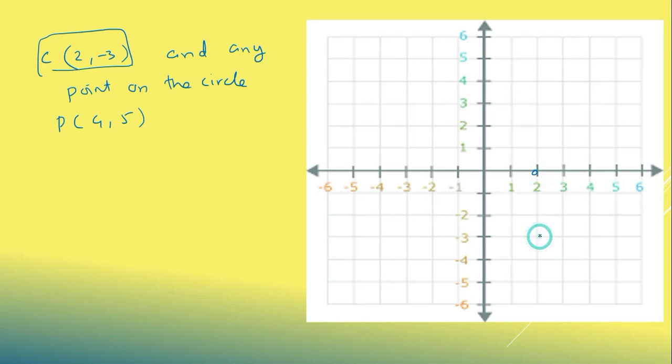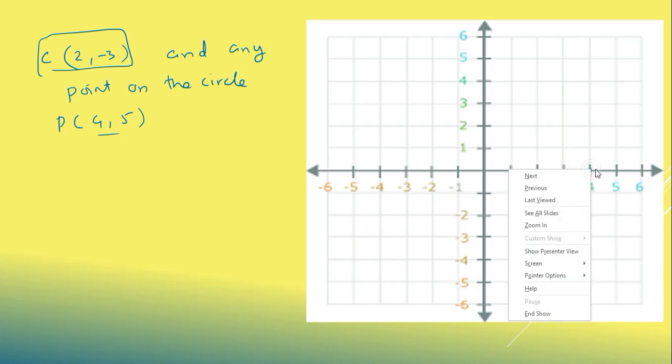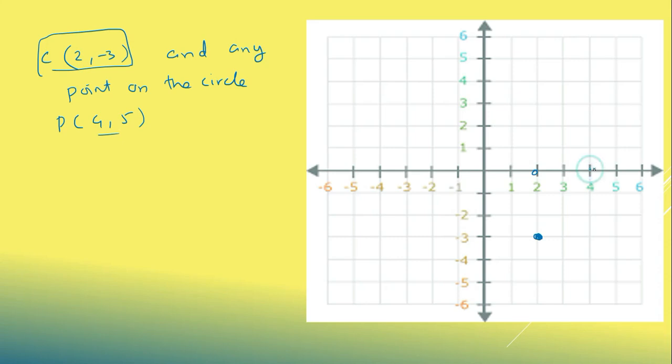So the center is here, but I don't know the radius. I have a point on it. The point is 4 comma 5. Where is 4 comma 5? x is 4, y is 5. So a point is here. So the circle is going this way. So the radius should be calculated. The radius is the distance between 2 points. The center is 2 comma minus 3, and the point on the circle is 4 comma 5. This distance is the radius, and we have the formula for distance.